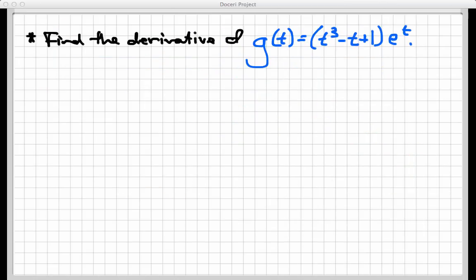Now let's move on to another derivative where we're looking at the derivative of g of t equals (t cubed minus t plus 1) times e to the t. There's not really much algebra we can do to simplify here, so we're just going to go ahead and jump straight into the product rule.